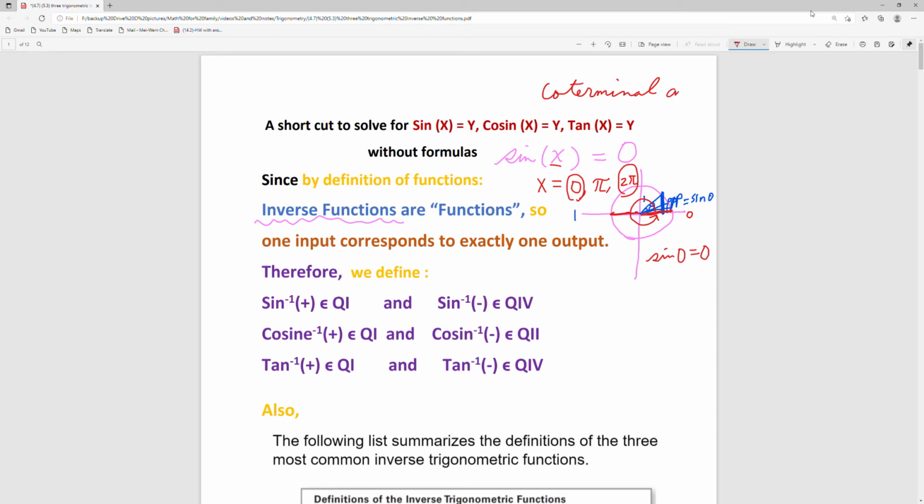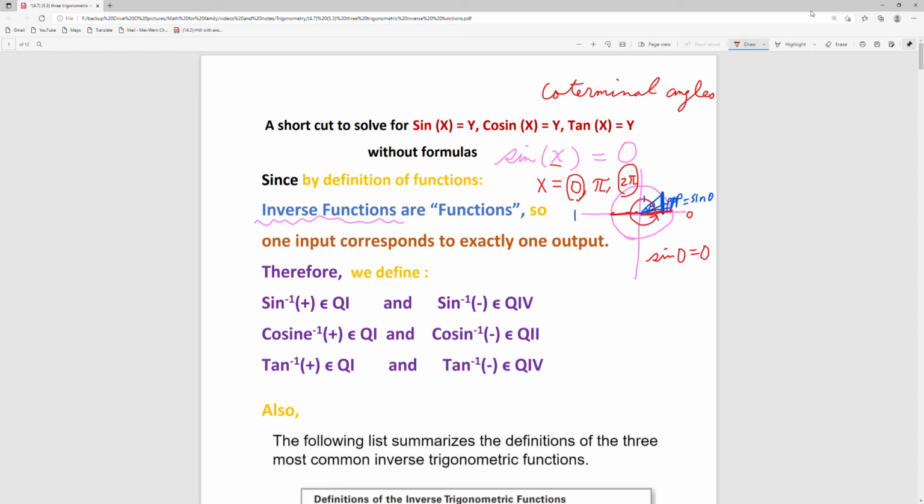Coterminal angles. Okay, so we are going to review coterminal angles. It is very important here. Why? Because when you solve for x, you have more than one answer. You can guess one answer, or you can use a calculator. How you use a calculator, we are going to talk about that.